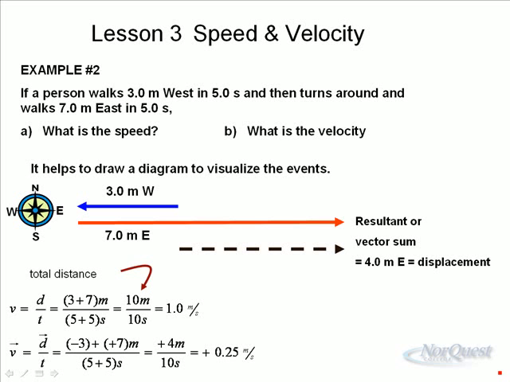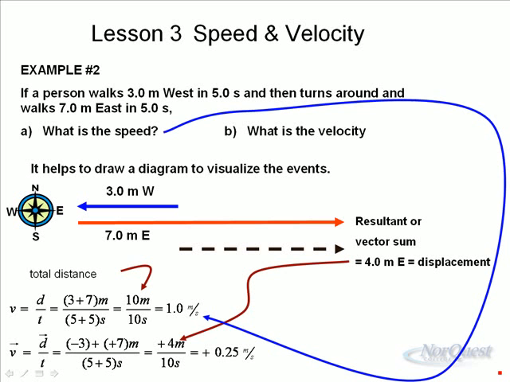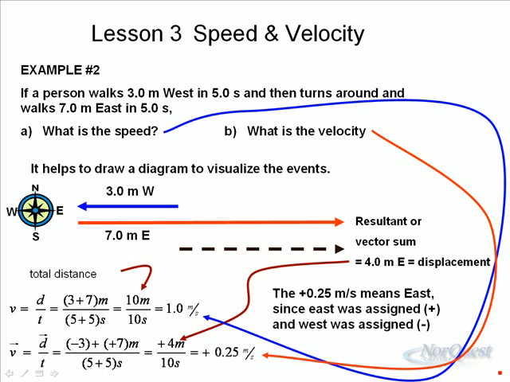And of course, there's your total distance. There's your total displacement. To find the speed, we take distance over time. To find the velocity, we take displacement over time. And of course, as I mentioned, the 0.25 positive means east because we arbitrarily assigned east as a positive and west as a negative.